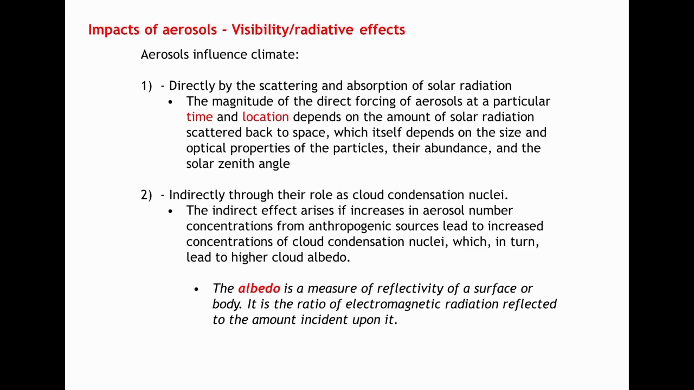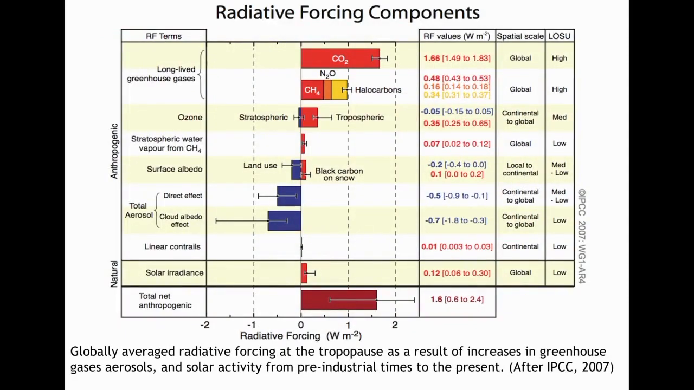Okay? The albedo is a measure of the reflectivity of a surface or a body. So are clouds more or less reflective than the surface? What about if it's over the Arctic? Depends upon the underlying surface. If the underlying surface is dark, it can be less reflective, more reflective. If the underlying surface is bright, it can be less.